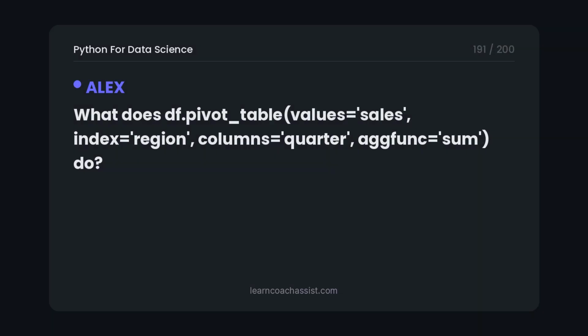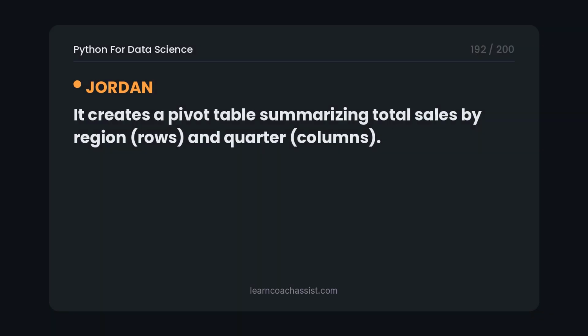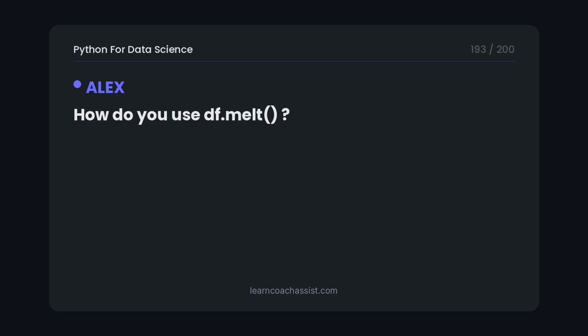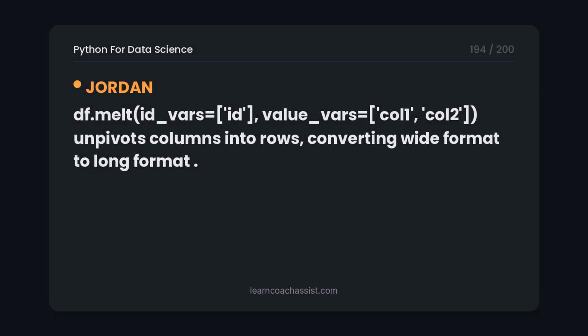What does df.pivot_table(values='sales', index='region', columns='quarter', aggfunc='sum') do? It creates a pivot table summarizing total sales by region (rows) and quarter (columns). How do you use df.melt? df.melt(id_vars=['id'], value_vars=['col1', 'col2']) unpivots columns into rows, converting wide format to long format.